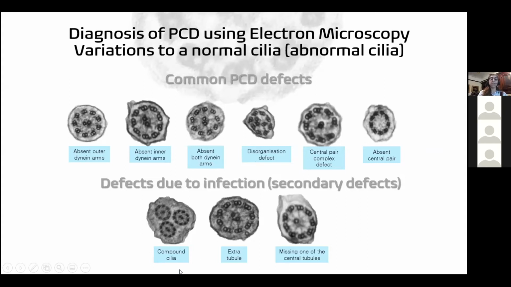Then we have defects that are more likely to be secondary defects. We have presence of extra tubules. Sometimes a doublet is replaced by a single tubule. We might have, for instance, a central pair that is only one tubule. This is very uncharacteristic. And we have the compound cilia, which is very common in secondary defects and infection.